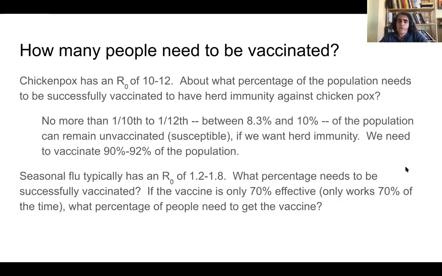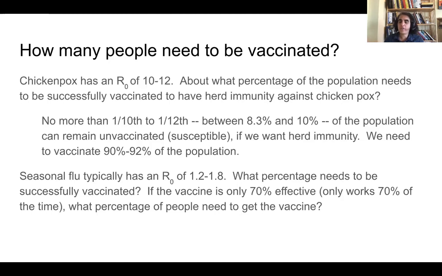Okay? Since the R-naught value is between 10 and 12, we need something between 1/10 and 1/12, that is between 10% and 8.3%, or 8% to 10% of the population can remain unvaccinated and still get us to herd immunity. So that's 1 over R-naught is the maximum number of people who can still be susceptible if we want herd immunity. So we need to vaccinate, let's say 90 to 92% of the population. But if we can get those vaccination rates up to 92% or more, then we're not going to see chickenpox outbreaks.